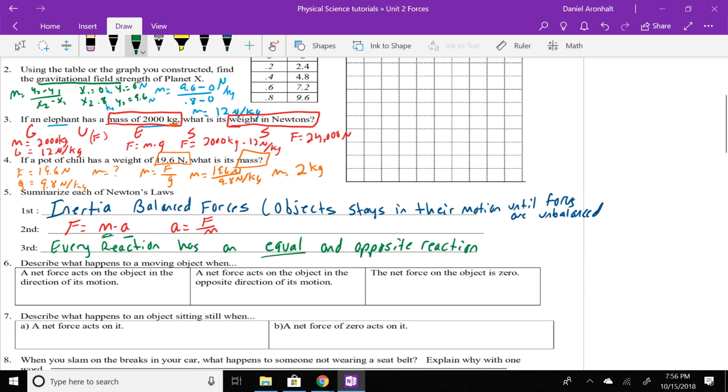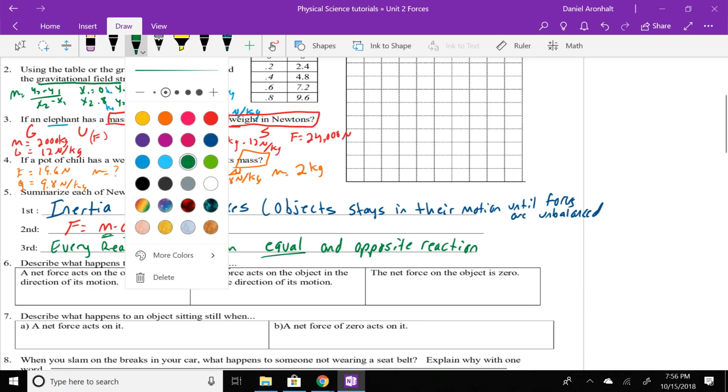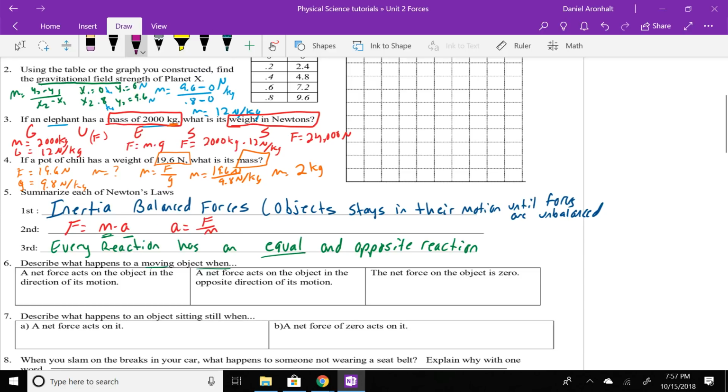So number 6, we're going to describe what happens to a moving object in each of these scenarios. So a net force acts on an object in the direction of its motion. Now, my class has a problem with understanding what these phrases really mean. When we say a net force, another way of saying a net force is unbalanced. It means there's an unbalanced force, that there's a net force greater than 0.